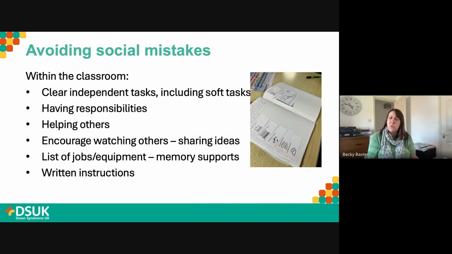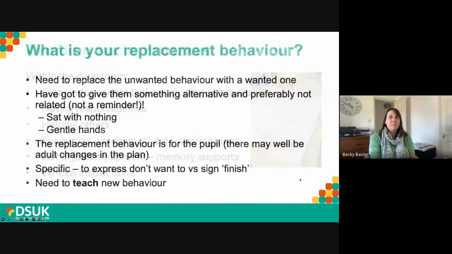What's everybody else doing? What do you think you should be doing, rather than stepping in and telling them what they should be doing? Having lists of jobs and equipment, so they know when I leave input time and get to my desk, it tells me what I need to do, or shows me on the pictures what I need to get out. Having written instructions as our reading develops, look back at them, go over them again and again. I've got to remember.